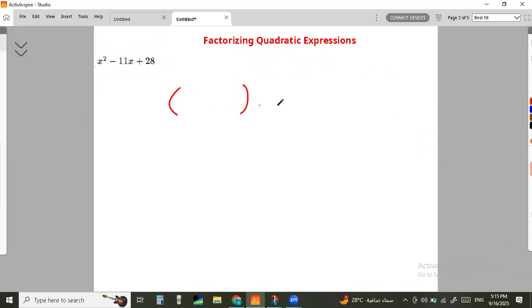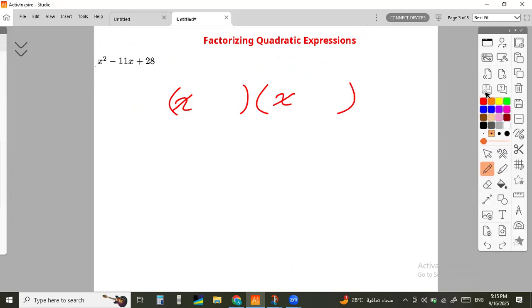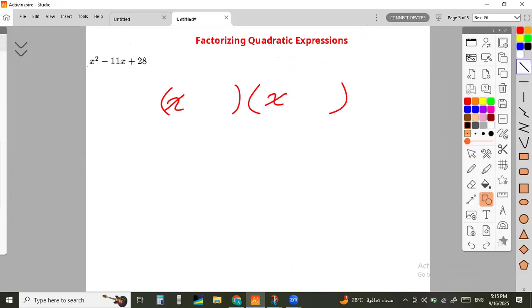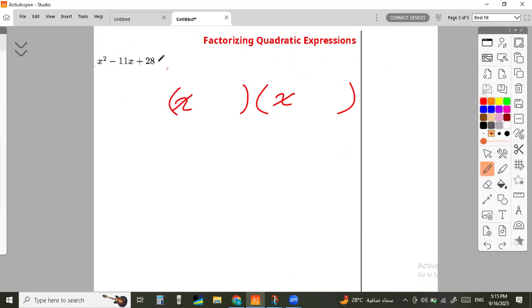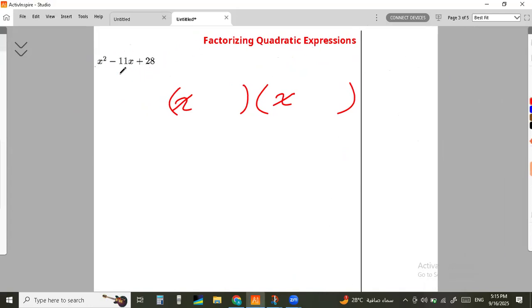First thing that you have, we got to do two brackets this way, two pairs of brackets. X is here and X is here because we got X squared. So we got X and X. Good? All right. What else are we supposed to do? I'm supposed to check the factors of 28. What are the numbers that multiply to 28 and add to negative 11?